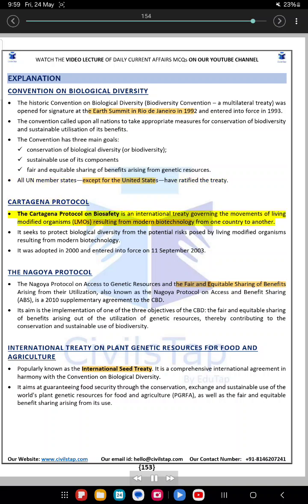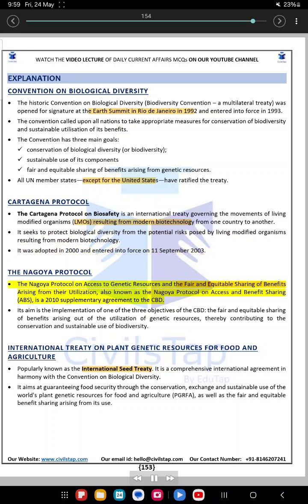Cartagena Protocol. The Cartagena Protocol on Biosafety is an international treaty governing the movements of living modified organisms, LMOs, resulting from modern biotechnology from one country to another. It seeks to protect biological diversity from the potential risks posed by living modified organisms resulting from modern biotechnology. It was adopted in 2000 and entered into force on the 11th of September 2003.